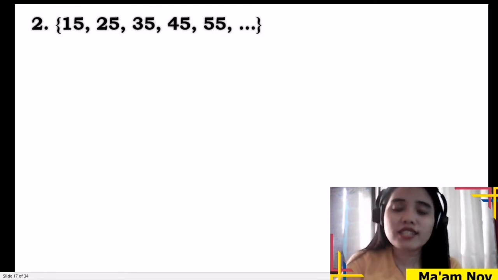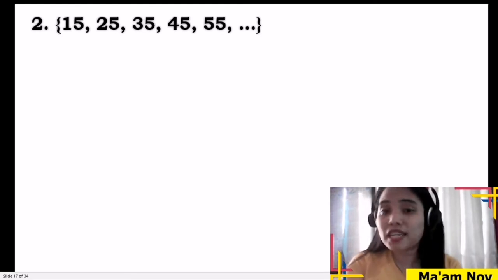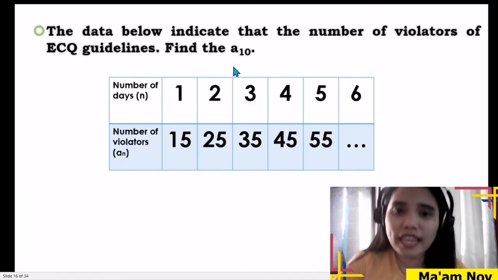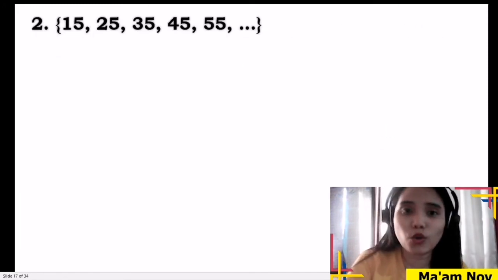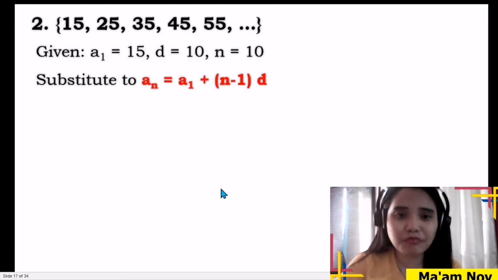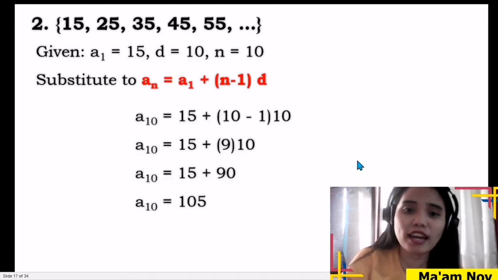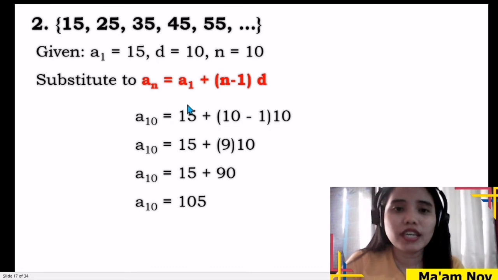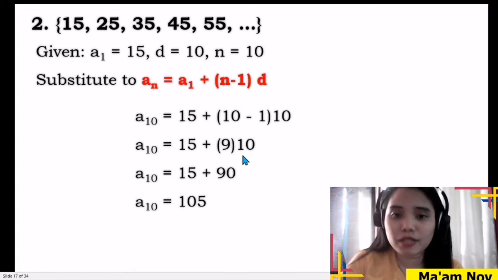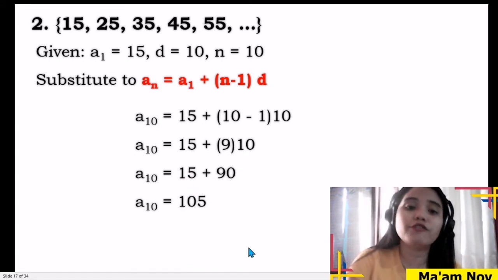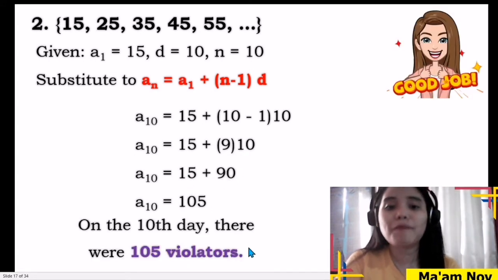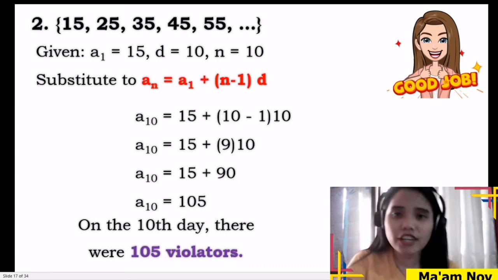Next, what is our n? 10 pa rin. Why? Because we will get the A sub 10 or the 10th term. So, our n is 10. So, substitute lang natin lahat sa formula. So, we have 15, our A sub 1, plus 10 minus 1, our n is 10, and D is 10. So, 10 minus 1 is 9. 9 times 10 is 90, plus 15 is 105. So, on the 10th day, there were 105 violators.